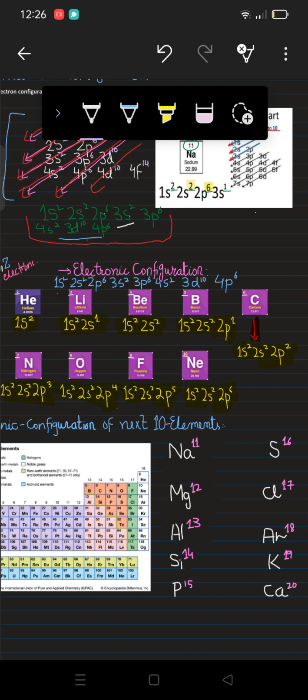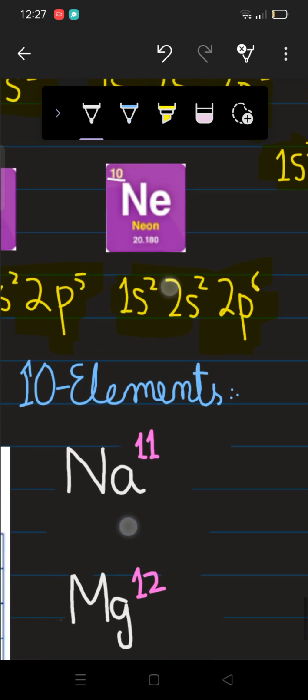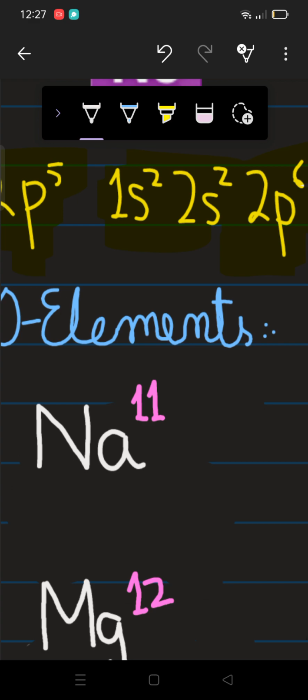Alright, now we are going to derive the electronic configuration of the next 10 elements of the periodic table, which means from the 11th to the 20th element. Initially we are going to start with nitrogen. Not nitrogen, however, sodium. Na is the symbol of sodium.